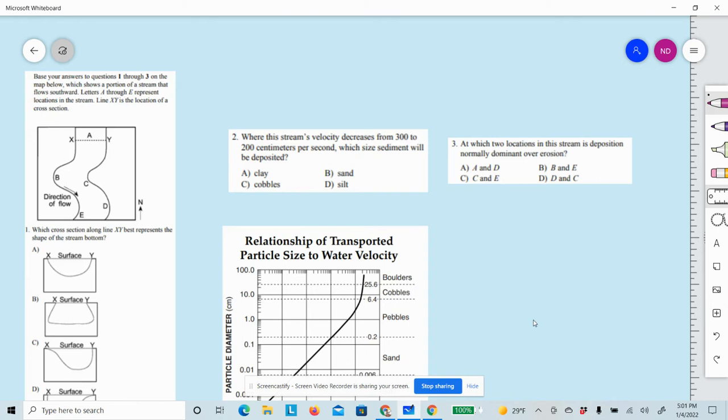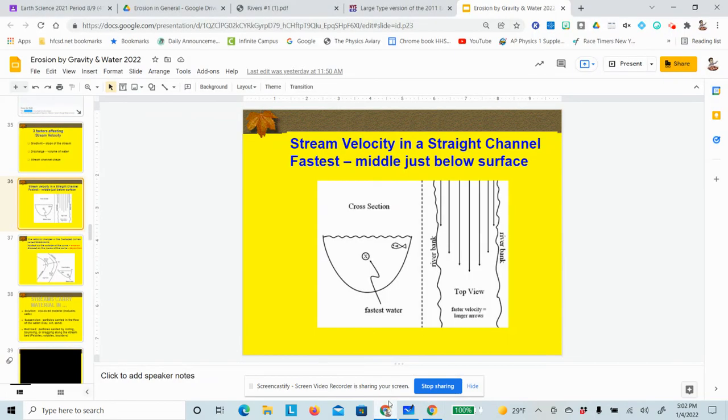Here's the situation. Here's the first question. Which cross section along line XY represents the shape of the stream bottom? Well, here's XY. XY is where the river is going straight. Where the river is going straight, it'll be deepest in the middle. Correct answer is choice A. You should recognize that from here.